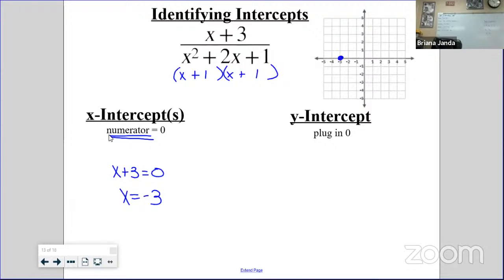Just a note that you can have 0, 1, or many x-intercepts. There is no set number of x-intercepts.